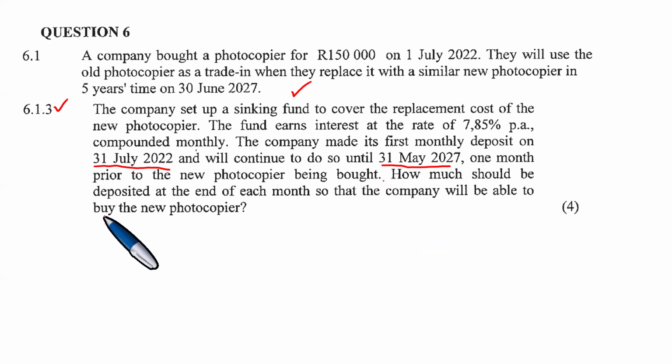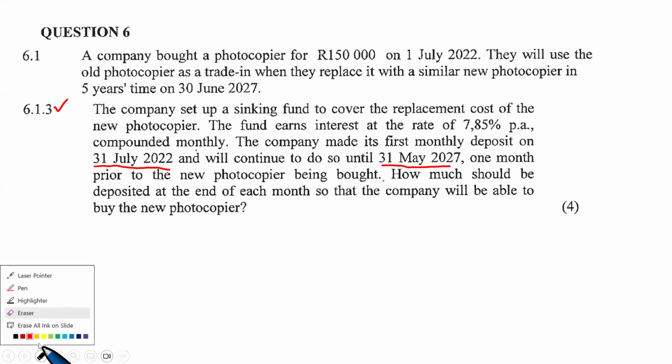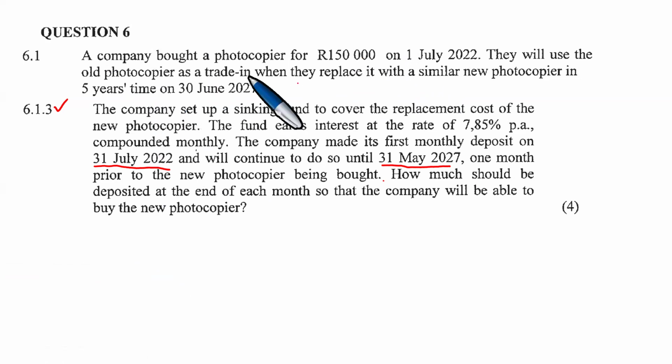How much should be deposited at the end of each month so that the company will be able to buy the new photocopier? The company made its first monthly deposit on 31 July 2022. Remember that this company bought this photocopier for 150,000 on 1 July 2022. This is the story. There's something we call a timeline. So you're going to use a timeline.